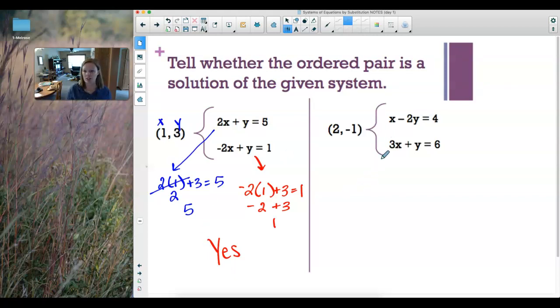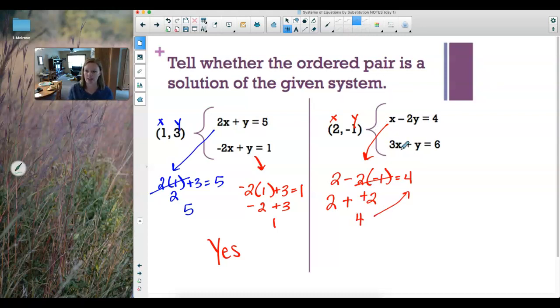Okay, last one we are going to check. Again, we have x and y, and we need to see if they work. So we have 2 minus 2 times negative 1 should equal 4. We're working on this first equation. 2 times negative 1 is negative 2. So we have 2 minus negative 2, which is 2 plus 2, which is 4. And so the first one does work.